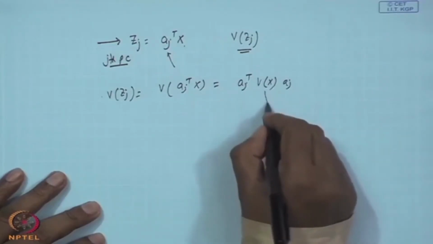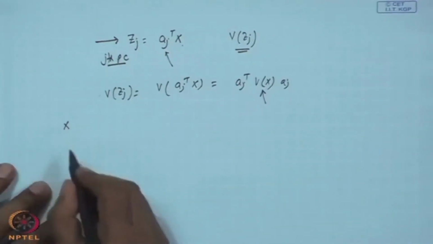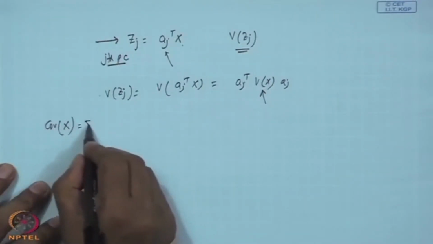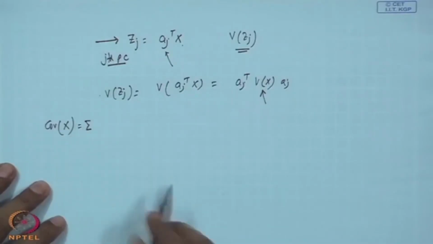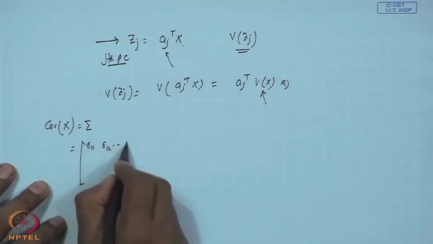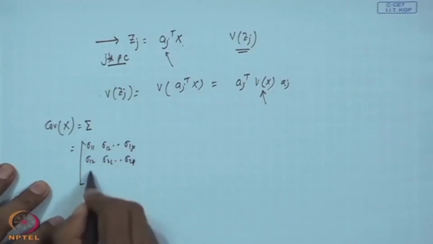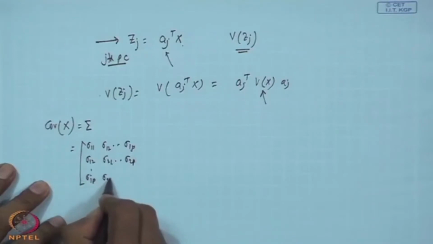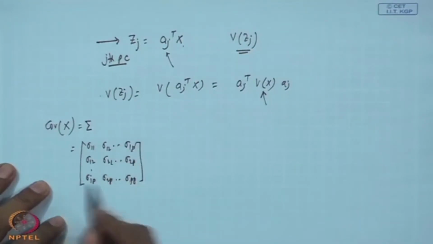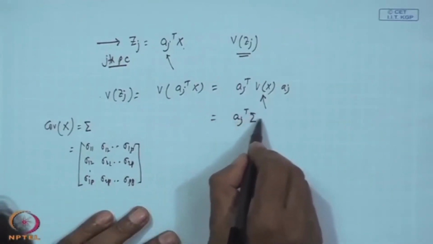Now, what is the variance of X? That will be the covariance of X, which is sigma. You have seen earlier in a different class the matrix with sigma 1 2, sigma 1 p, sigma 2 2, sigma 2 p, up to sigma p p. So, this will be Aj transpose sigma Aj.